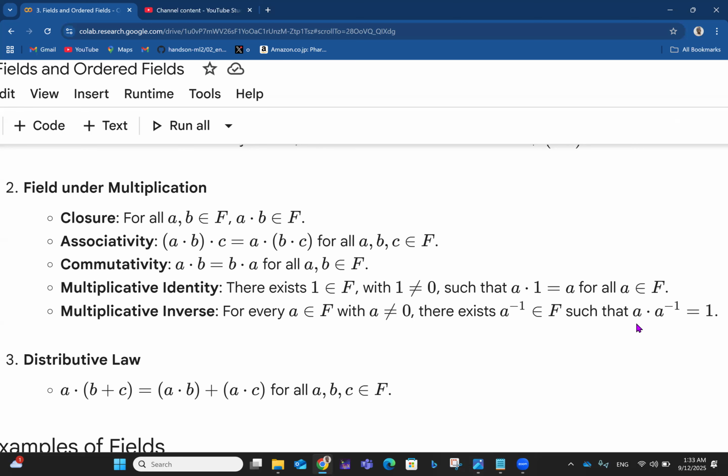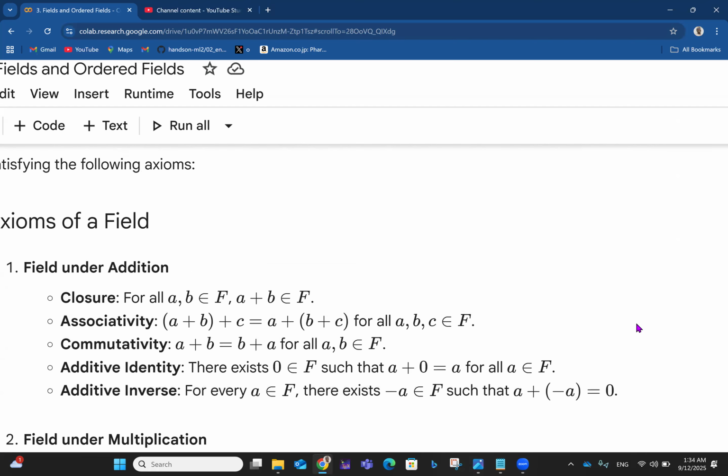And that's true for maybe 4. 4 times 1 over 4 is 1. Minus 2 over 3 times minus 3 over 2 is 1, like that. Because minus 2 over 3 is the multiplicative inverse of minus 3 over 2. So if you multiply them together, you get 1.